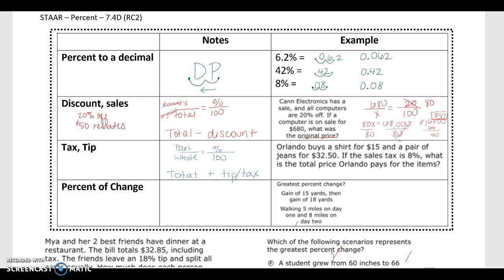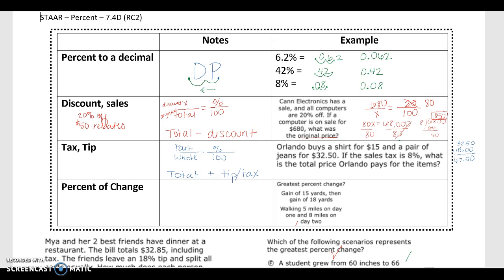All right, so Orlando buys a shirt for $15 and a pair of jeans for $32.50. If the sales tax is 8%, what is the total price he pays? First part, we need to find how much he's paying. So $32.50 for the jeans and $15 for the shirt. Make sure you line up your decimal. So he's paying $47.50.